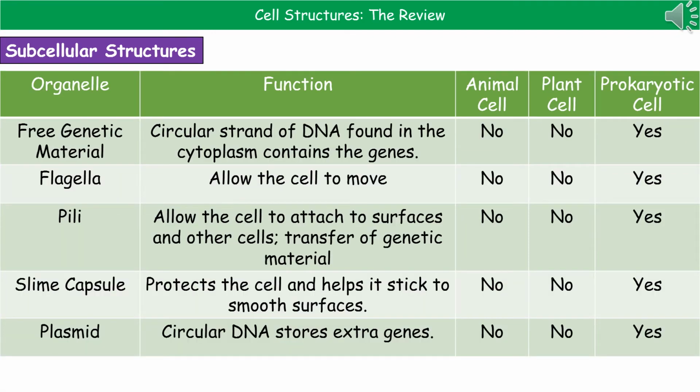The last 5 organelles we need to think about are ones found only in prokaryotic cells. So the free genetic material is a circular strand of DNA found in the cytoplasm which contains the bacterial genes. The flagella allow the cells to move. Pili allow the cells to attach to surfaces and other cells and also allow them to transfer genetic material between each other. The slime capsule protects the cell and helps it to stick to smooth surfaces. And the plasmid is a circular DNA bit that stores extra genes.